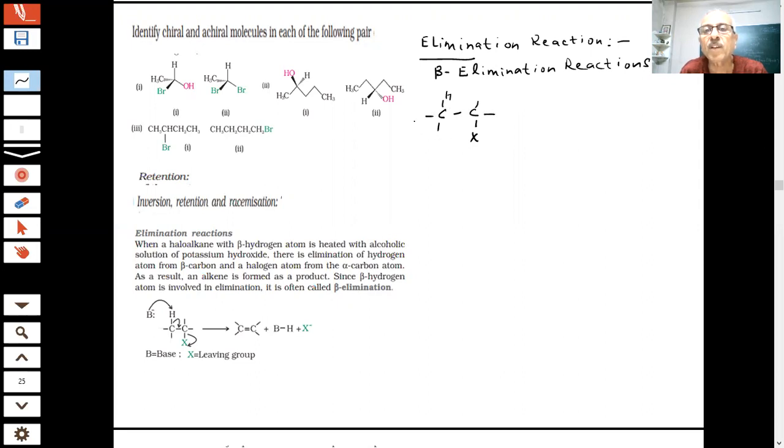Here you can have hydrogen or anything, but this carbon to which halogen is attached is called alpha carbon, students. The carbon adjacent to it is called beta carbon. Alpha, beta, and if I have next carbon, alpha, beta, gamma, delta, and so on. In this case, we are saying there will be elimination. What elimination? There will be loss of H and X. This hydrogen from the beta carbon will go and the halogen will leave.